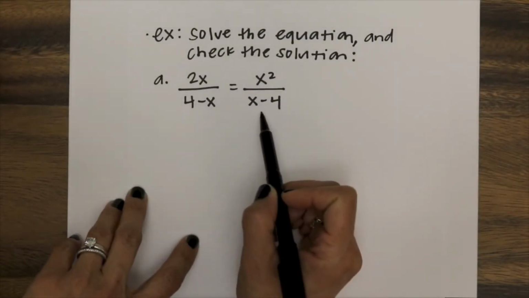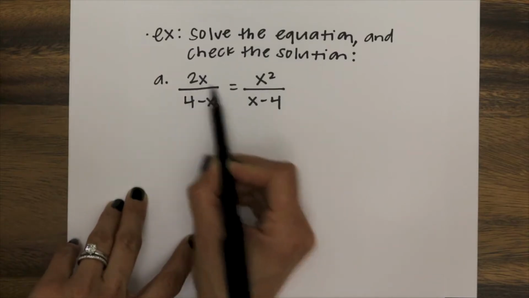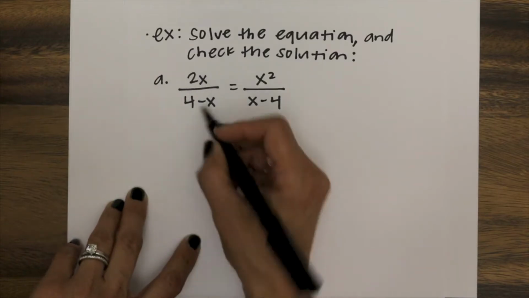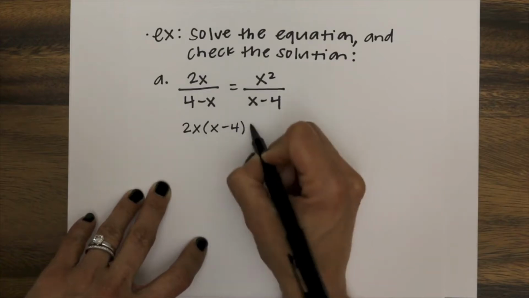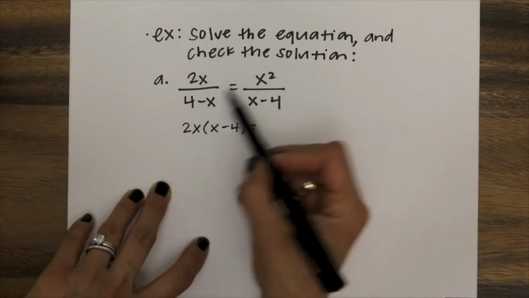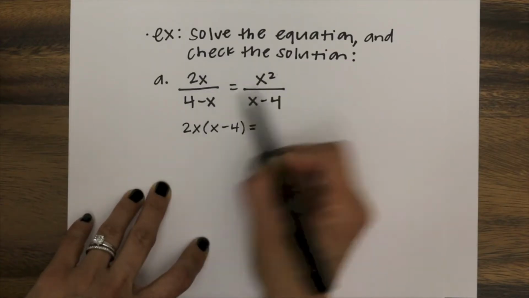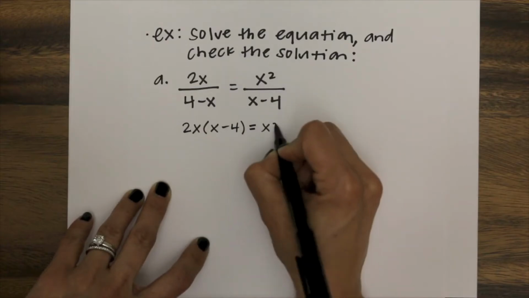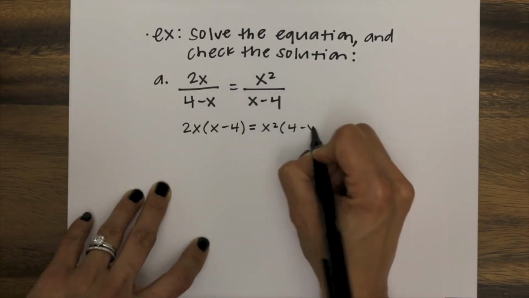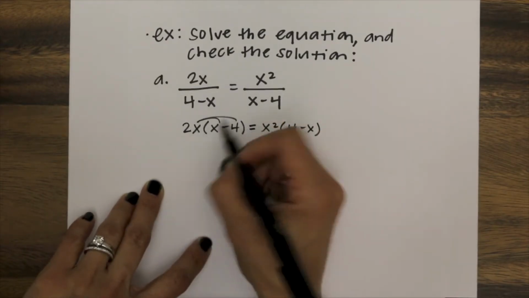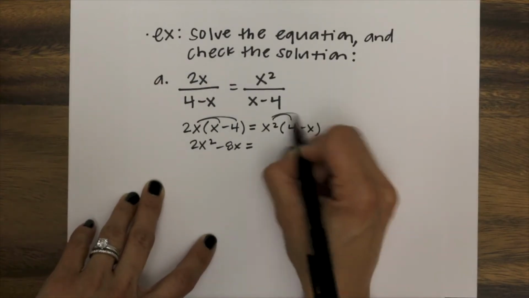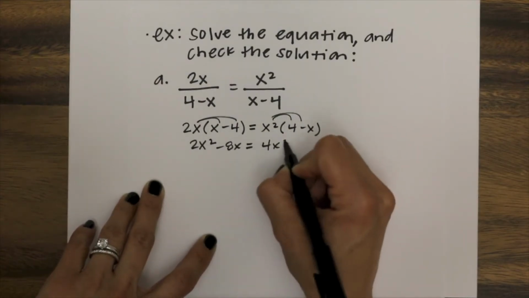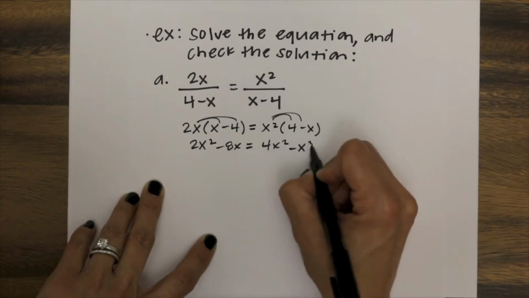When you have a proportion, you can cross multiply. So you're going to multiply across the equal sign. So we'll get 2x times the quantity x minus 4. We'll distribute that in just a second. When you cross these, multiply across, you'll get x squared times the quantity 4 minus x. Now we can distribute. So we have 2x squared minus 8x. On the right side, we get 4x squared minus x cubed.